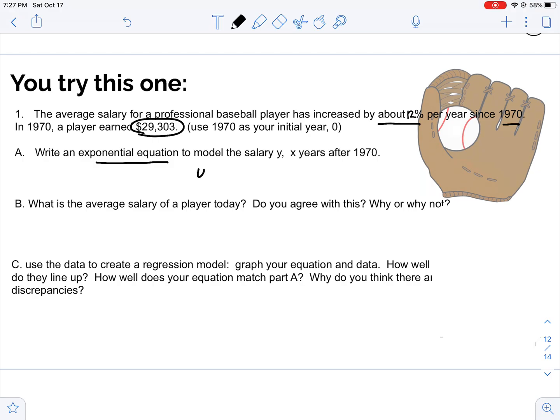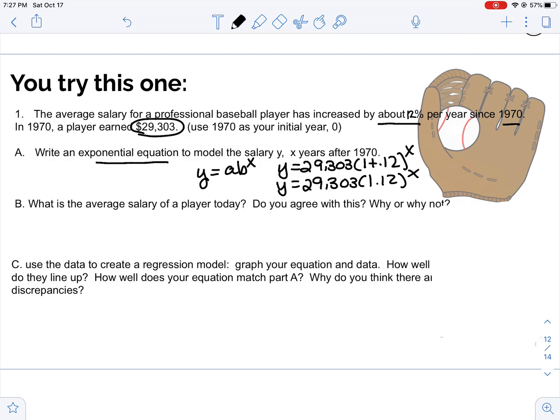So in this case, I would say y equals a b to the x. That's my exponential model. And I know the initial amount is 29,303. And they are increasing by 12%. So I'm taking that 100% and I'm adding 12% to it each year. So in this case, I could reduce this to 1.12 to the x.